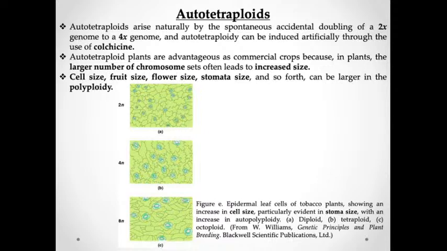The autotetraploids that we have discussed arise naturally by spontaneous accidental doubling from 2x to 4x. The genome is doubled with the presence of colchicine, so a large number of chromosomes are present with increased size. Cell size, fruit size, flower size, and meta size could all be large in polyploidy. Here you can see, with the help of colchicine, 2n, 4n, 8n, how the cell size and the stoma size increase. A is your diploid, B is your tetraploid, C is your octaploid.